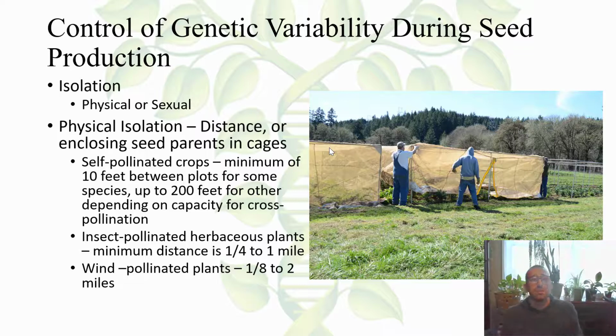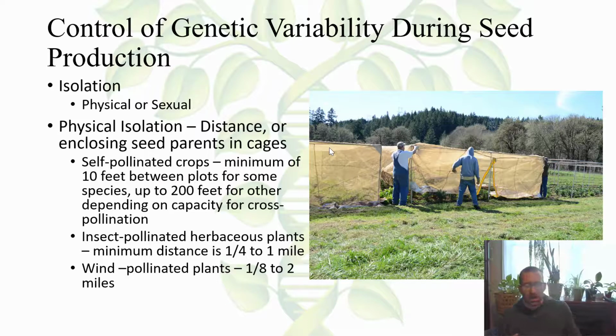And this isolation can be either physical isolation or sexual isolation. When I talk about physical isolation, it's really just distance, right? So planting them away from potential other populations or enclosing them in cages. And the distance that you need is going to depend on whether our plants are more likely to cross-pollinate or self-pollinate. With our self-pollinating crops, sometimes you only need to plant separate populations about 10 feet apart, right? Because there's not much cross-pollination. You don't have to worry about the pollen from different populations interfering.